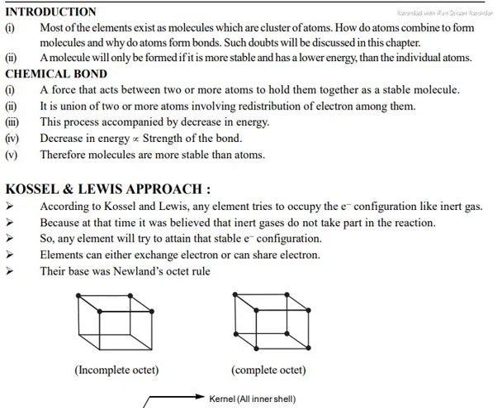The decrease in energy is directly proportional to the strength of the bond. Therefore, molecules are more stable than atoms. Now, the question was, why are molecules more stable than atoms? All these questions have been answered according to the chemical bond.